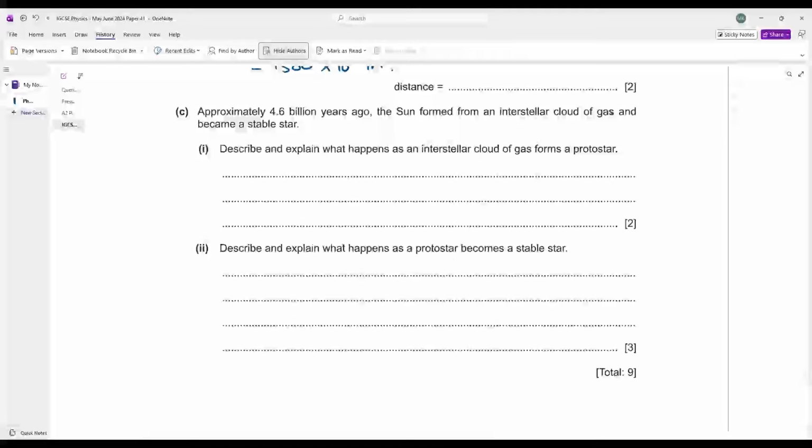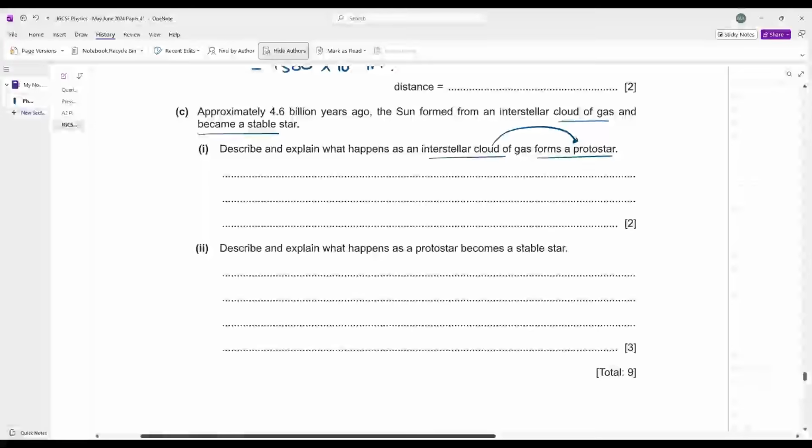Approximately 4.6 billion years ago, the sun formed from an interstellar cloud of gas and became a stable star. Describe and explain what happens as an interstellar cloud of gas forms a protostar. We have to explain how the cloud of gas goes to a protostar. The cloud of gas collapses due to internal gravitational attraction. As it collapses inward, the number of collisions increases, the temperature increases. So how will you write that?